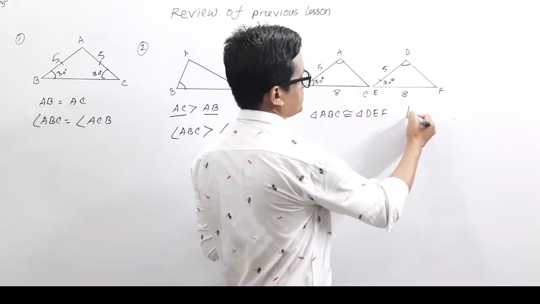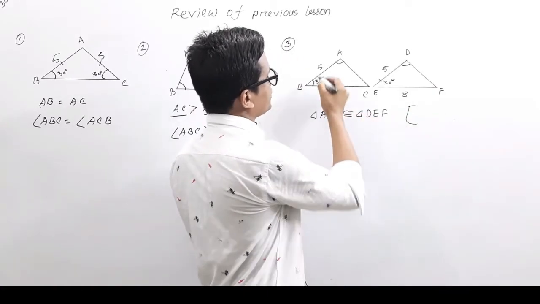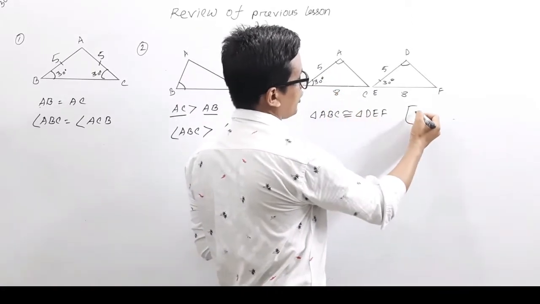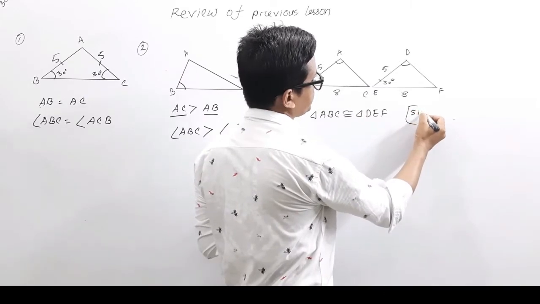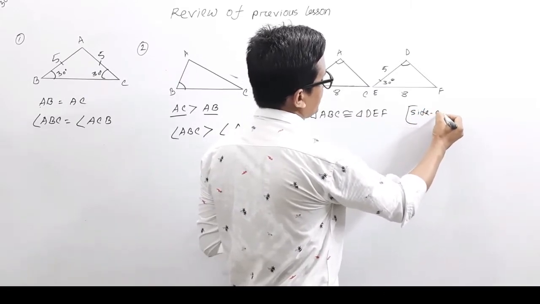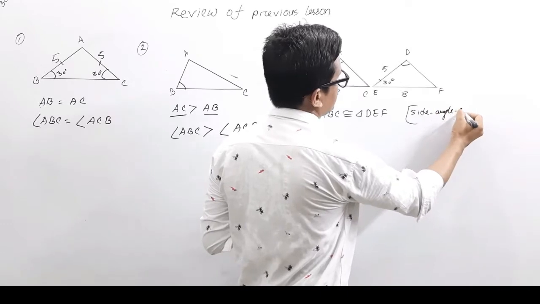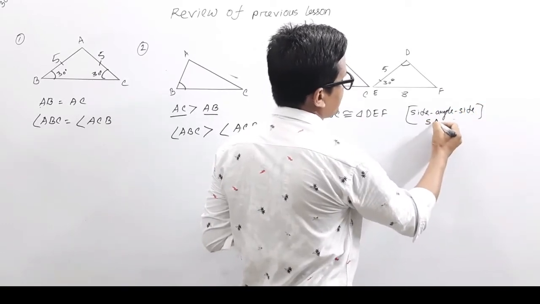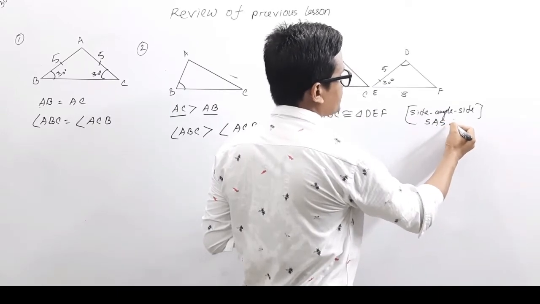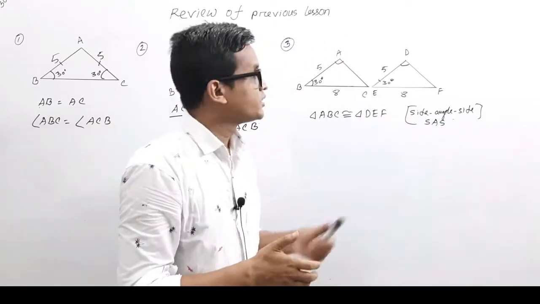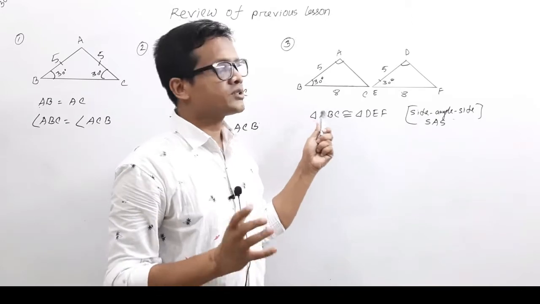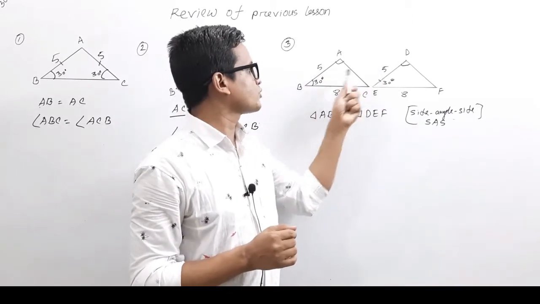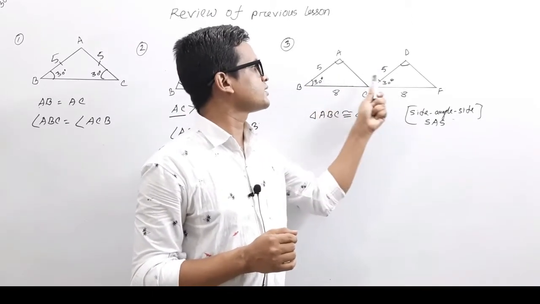When this is congruent, side angle side, this theorem is called side angle side. In short form we can tell this is SAS theorem. Okay students, SAS theorem. Why is this the SAS theorem? Because this side and this side are equal, this side and this side are equal, and this angle is equal.